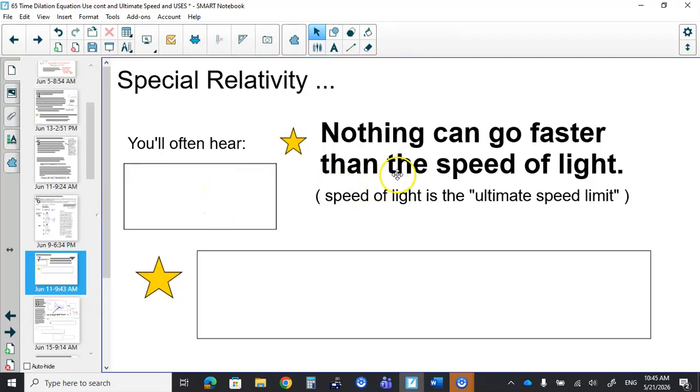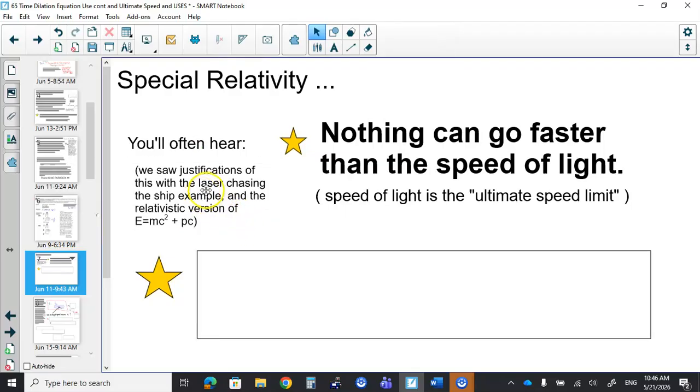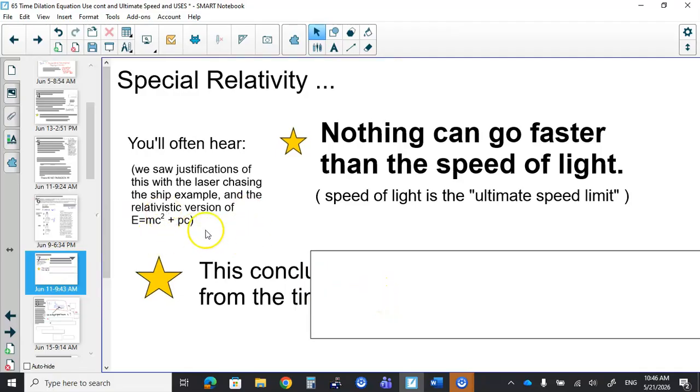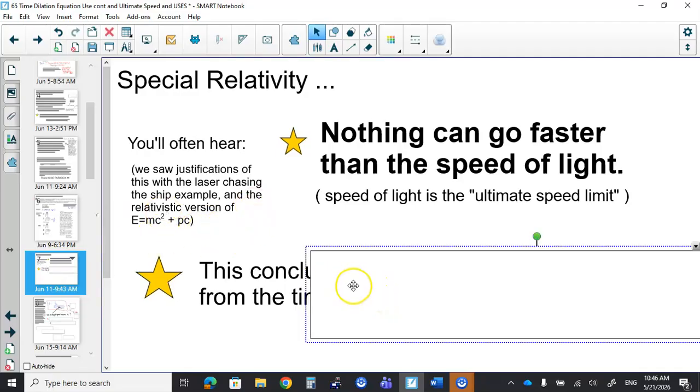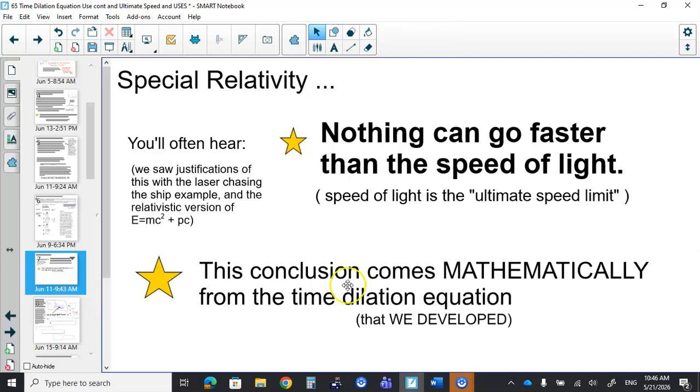So that's done there, and then this is just a little bit more about the speed limit business, right? So nothing can go faster than the speed of light. It's the ultimate speed limit, and so on. We saw justifications of this already with the laser or light beam chasing a ship, and also the relativistic version of E equals mc squared, where we had the mass and the increase in energy due to the speed. That was the one that was like the Pythagorean theorem, right? It was understandable-ish, but not required for the course.